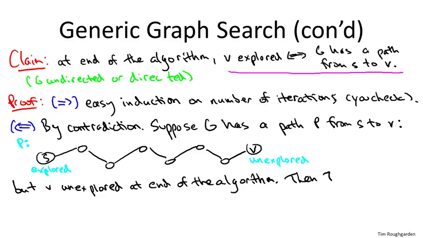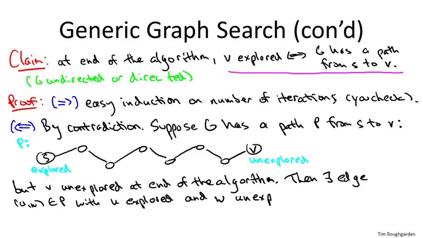So consider the first edge, and there must be one, where we switch from being at an explored node to being at an unexplored node. I'm going to call the endpoints of this purported edge U and W, where U is the explored one and W is the unexplored one. Now, for all we know, U could be exactly the same as S. That's a possibility. Or for all we know, W could be the same as V. That's also a possibility. In the picture, I'll draw it as if this edge UW was somewhere in the middle of this path. But again, it may be at one of the ends.